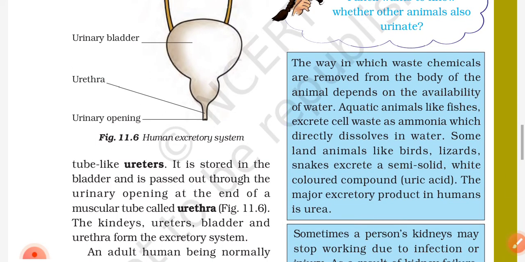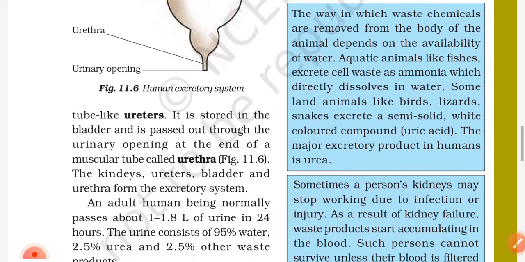The way in which waste chemicals are removed from the body of an animal depends on the availability of water. Aquatic animals like fishes excrete cell waste as ammonia, which directly dissolves in water. Land animals like birds, lizards, and snakes excrete a semi-liquid, white-colored compound, uric acid. The major excretory product in humans is urea.